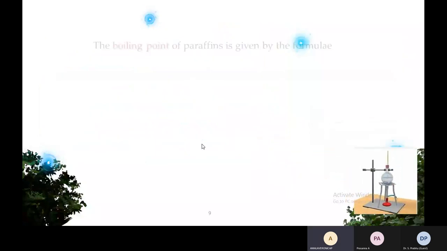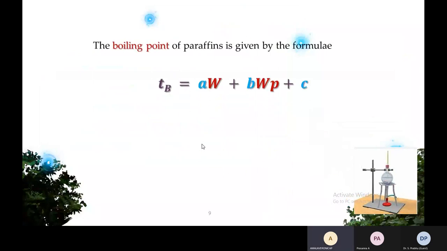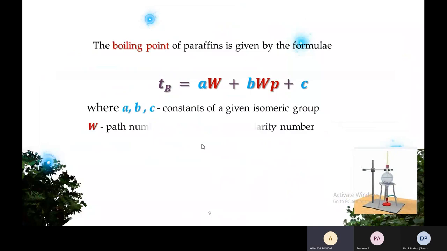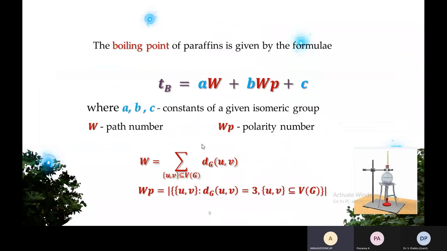See, Wiener has given the parameters like this. The boiling point will be equal to A into W plus B into WB plus C, with respect to some set of constants A, B, C for a given isomeric group, where W represents the path number, that is the Wiener number, and WB represents the polarity number. And they are just given like this.